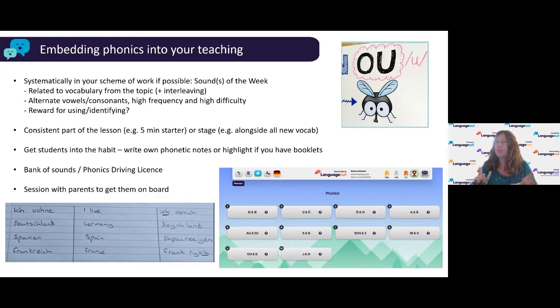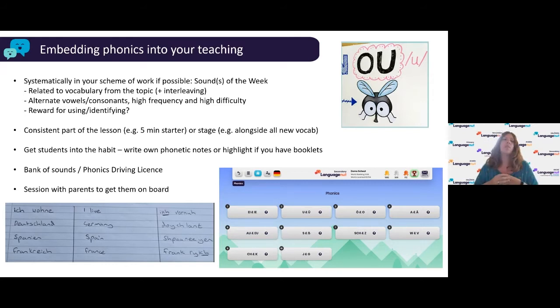I'll be using examples from different languages as we go through, but obviously the languages that I'm most familiar with are French and German, so I apologise in advance for the bias towards those. I will try to use references to other languages as well. And I should have said at the beginning as well, as we go through, if you have any questions, please do put them into the Q&A and we'll answer them at the end.